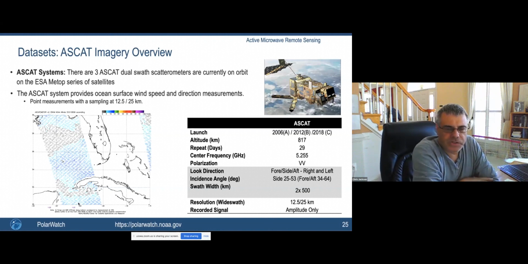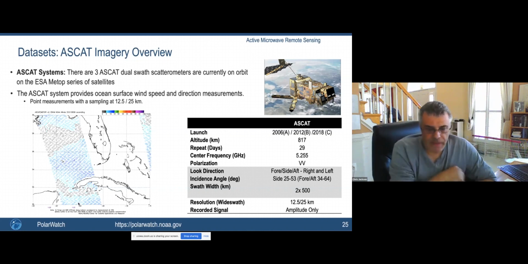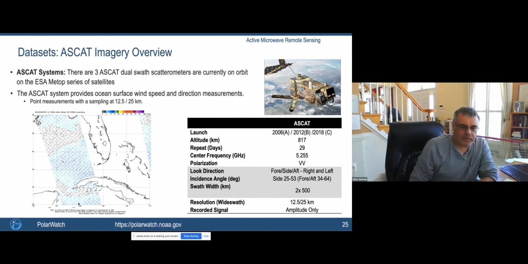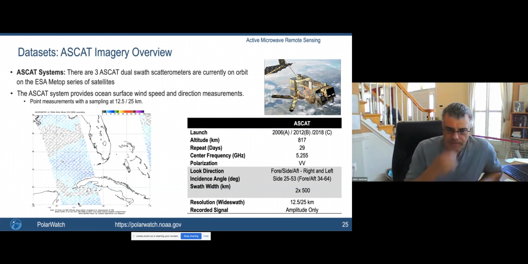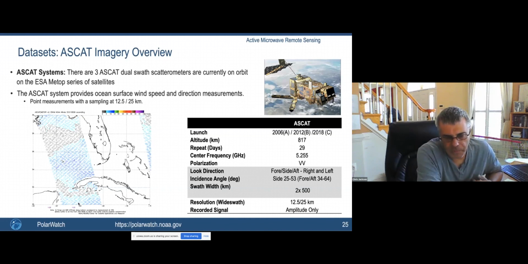So we mentioned SAR and its abilities here and its features of having high resolution. But as I mentioned, the Sentinel spacecraft have only been on orbit since 2014 and 2016. And while there is a record of the C-band SARs going back to 1991 with ERS-1, Arctic coverage is not as complete as you might want.